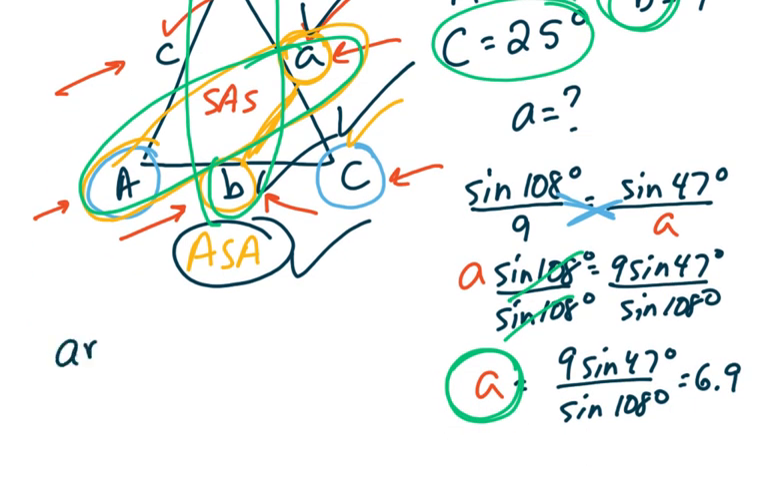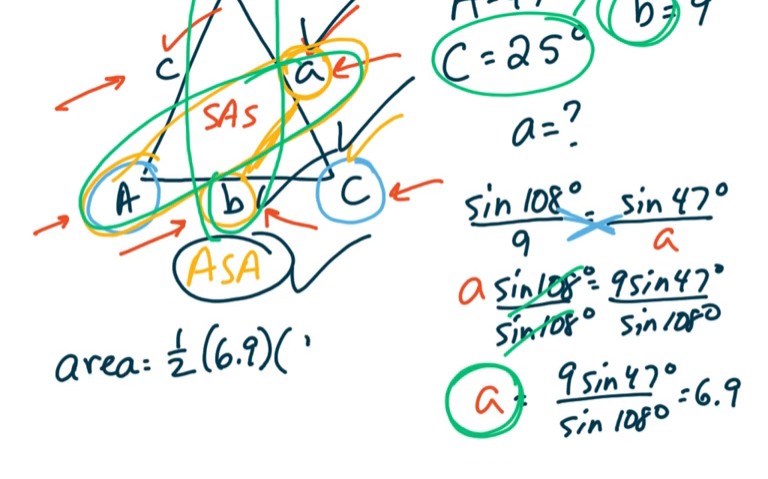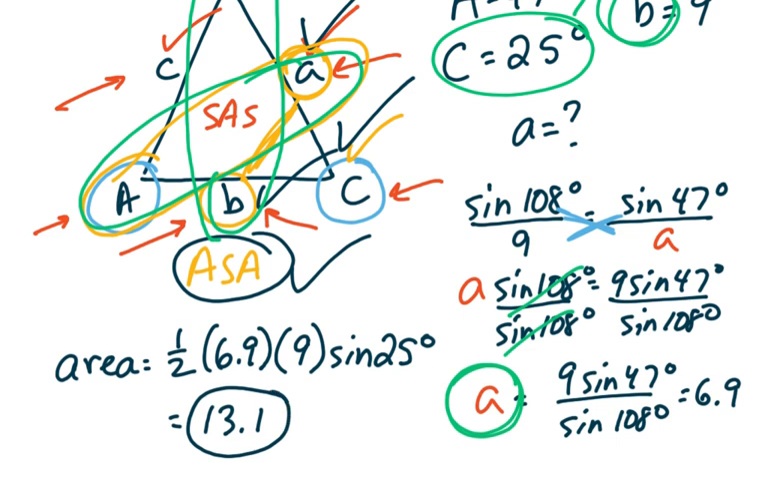Are you ready? Here we go. Area equals 1/2 one side times the other side, which was a given 9, times the sine of the angle in between. And the angle in between A and B is angle C, and that's 25 degrees. All right, let's find this one. Here comes my calculator. I've got the sine of 25. I'm going to multiply that by 9 and by 6.9 and by 1/2. And I get the area of this triangle is about 13.1. So I couldn't achieve that until I had the SAS case.